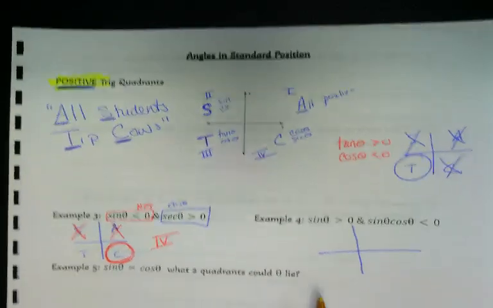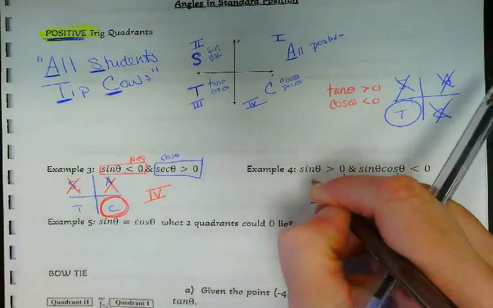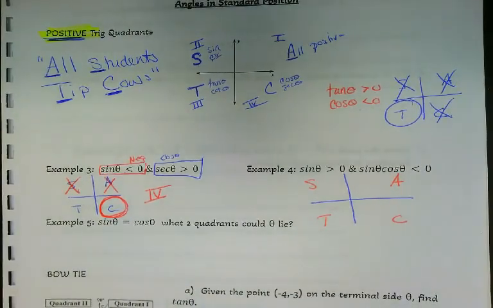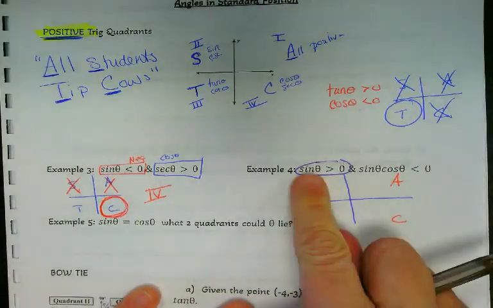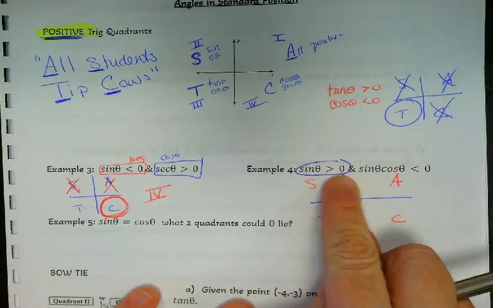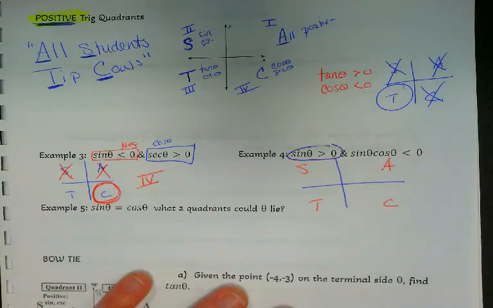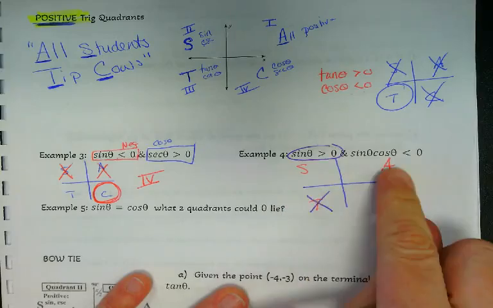Make your quadrants. Label your All Students Tip Cows. So, number 4. Okay, what's the first thing they tell us, Grady? Meaning that it's a positive. So sine has to be positive. Who can I eliminate? Tangent and cosine. Sine has to be positive, so it's here or here.